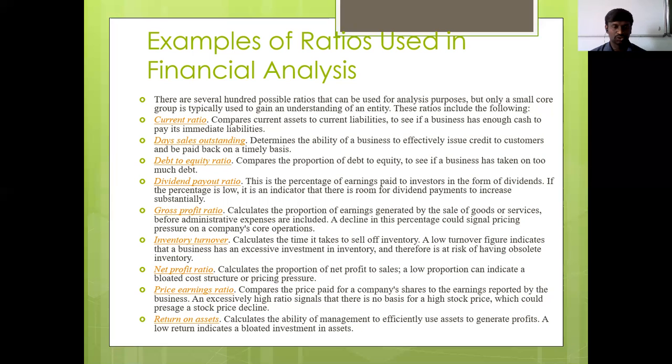The price earnings ratio compares the price paid for a company's shares to the earnings reported by the business. An excessively high ratio signals that there is no basis for a high stock price, which could presage a stock price decline. Return on assets calculates the ability of management to efficiently use assets to generate profits. A low return indicates a bloated investment in assets.